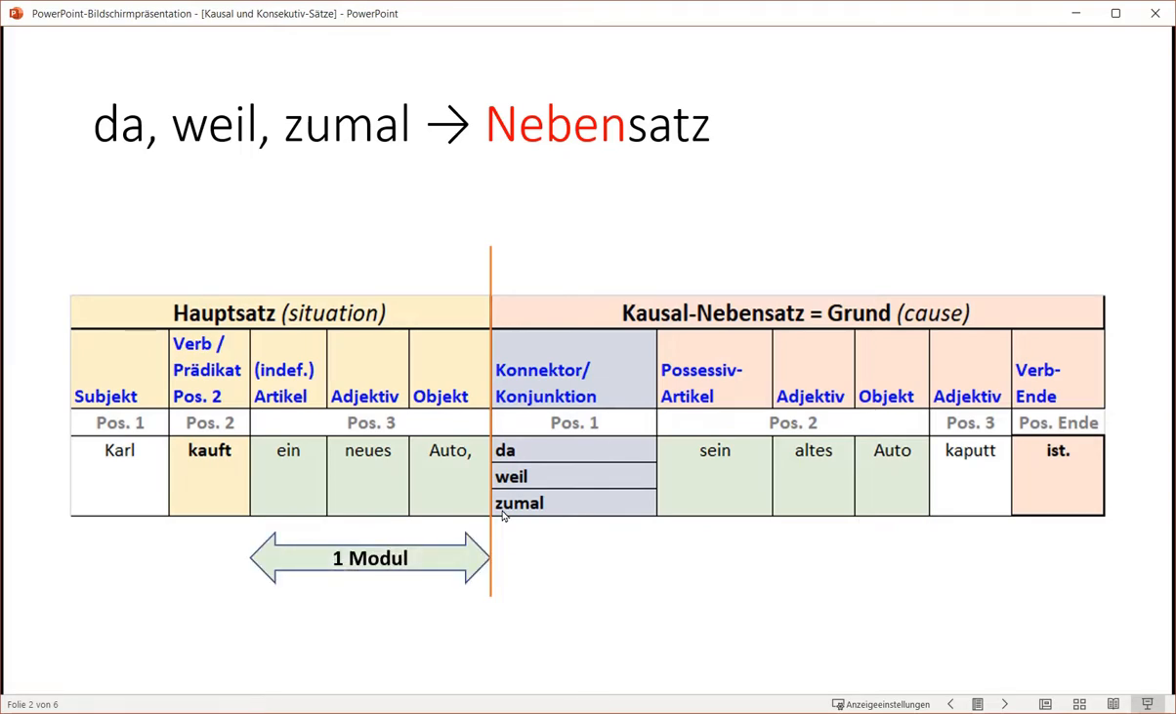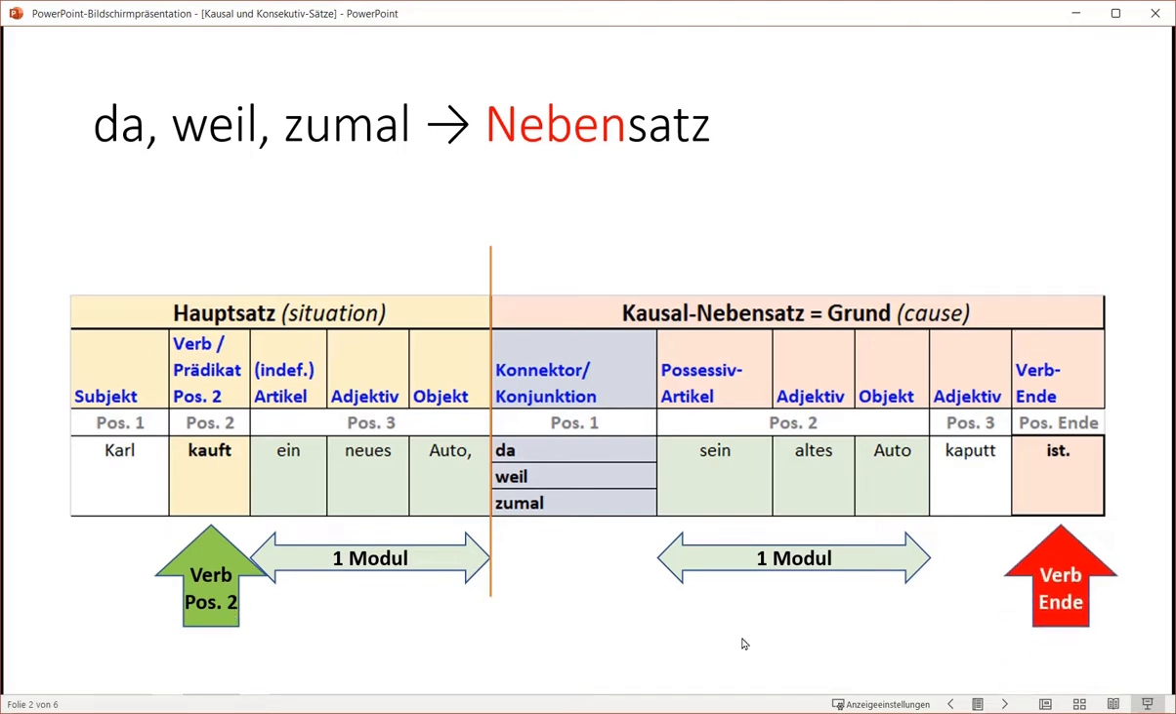So important to know is that we count modules, not words. So this is 1, 2, 3 words, but we count them as one module. That's why these three words together are position 3. Same here, 3 words, one module, therefore only one position for these 3 words. As a consequence, the verb in the Hauptsatz is on position 2, and the verb in the Nebensatz is at the end, as you know. And the connector is on position 1 of this Nebensatz.